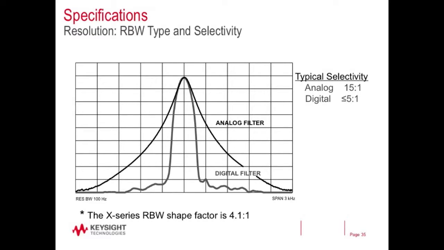The implication of that is if you have a signal right here, the old analog filter wouldn't see it for a particular res bandwidth, whereas the newer ones would. So that lets you get by with a bigger res bandwidth and not take a big speed hit. That's one of the benefits there.